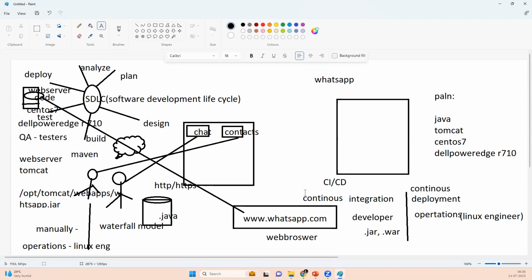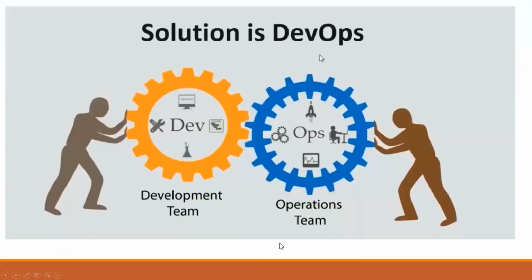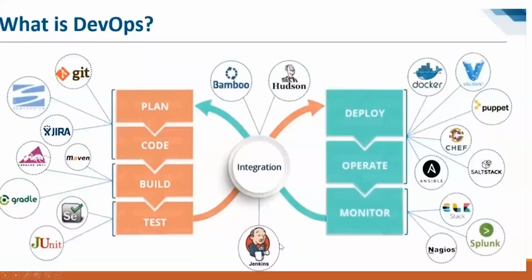In the integration part, whatever code the developer develops in Git automatically goes from Git to CI. For example, Jenkins takes that code and builds it through Maven, then it is deployed on the application. So this is the integration and deployment CI/CD part.